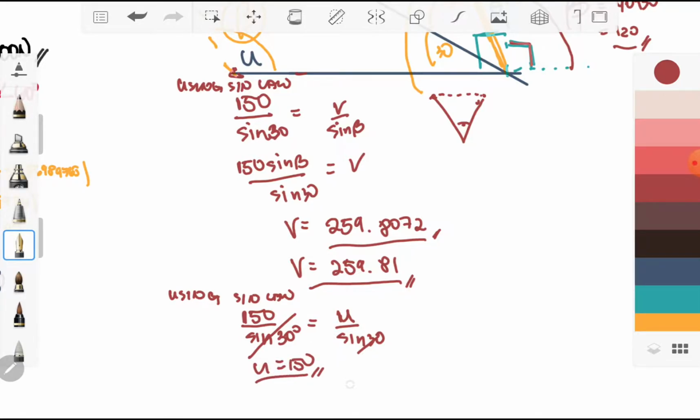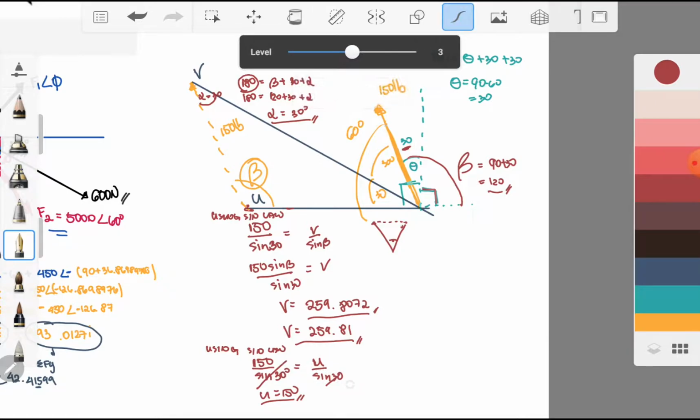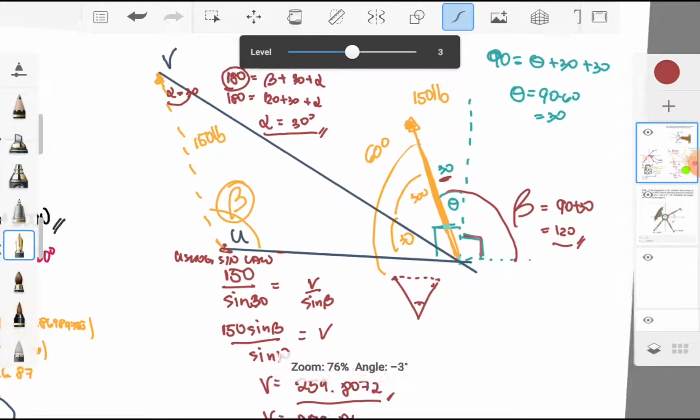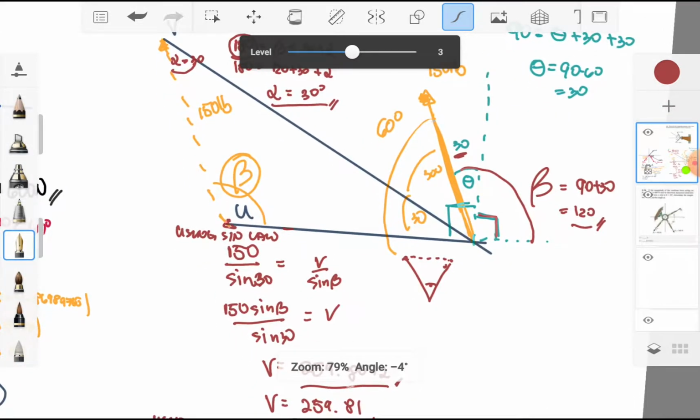Therefore, our U here, our F2 here is not the resultant force. Bakit hindi siya naging resultant force? Take note na meron tayong component X and component Y. In this situation, hindi natin ginamit yung component X and component Y, bagkus is that we tend to rewrite the 150 pound into two components, which is not exactly equal to 90 degrees.